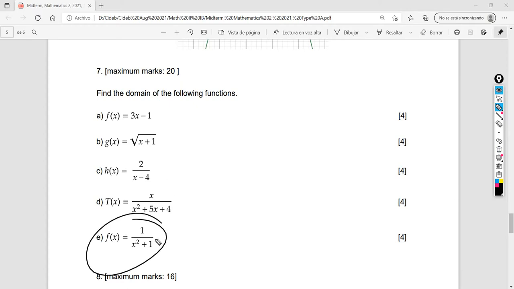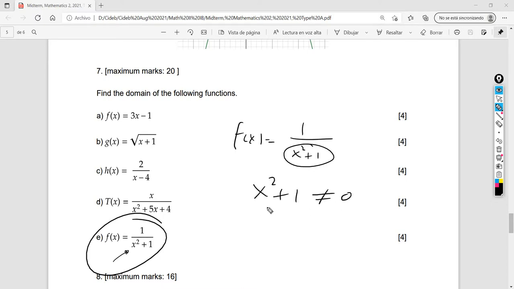And this one, f of x equals 1 over x squared plus 1. By having the variable in your denominator, you may be thinking, okay, there is the possibility of dividing over 0, so I need to be cautious. Now realize that when you analyze in detail this expression, you should notice that this cannot be equal to 0.